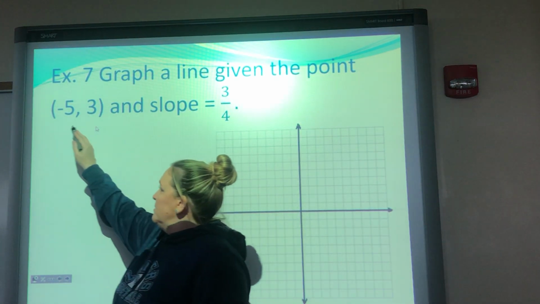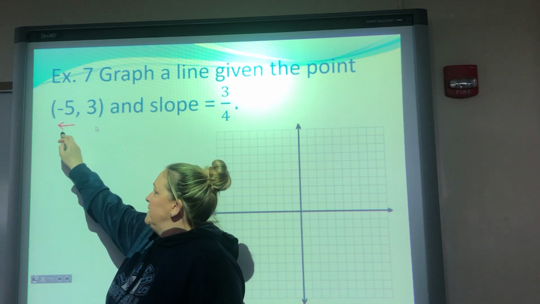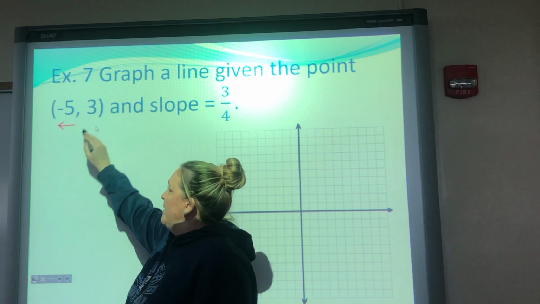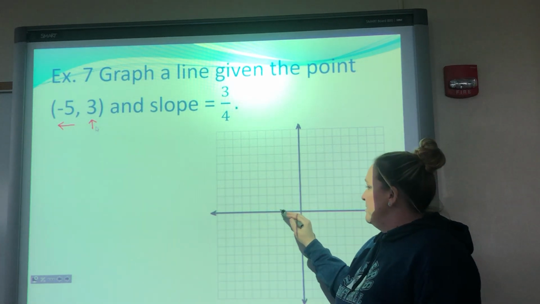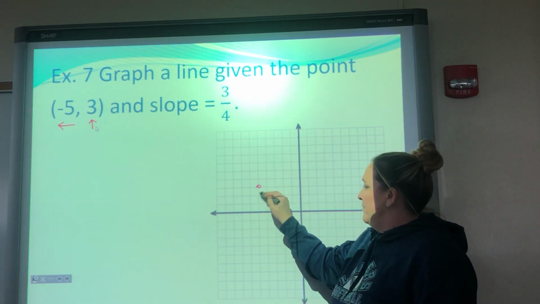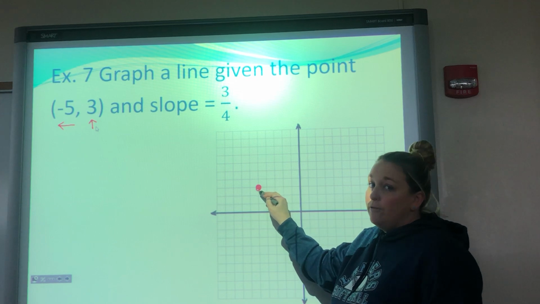So the point tells me to go left or right. So that's a left. A positive 3 is an up or down. That tells me up, okay? So left 5, 1, 2, 3, 4, 5, up 3. There's my point. Now don't move from there.